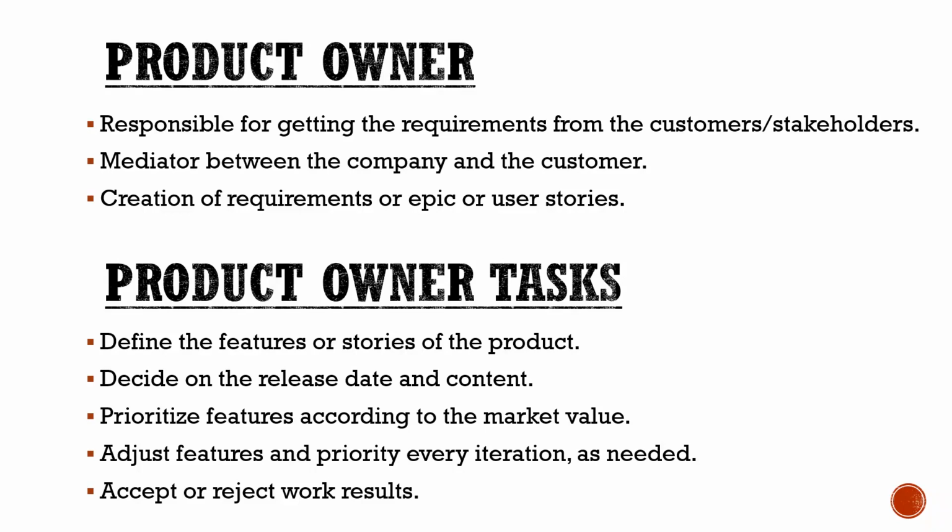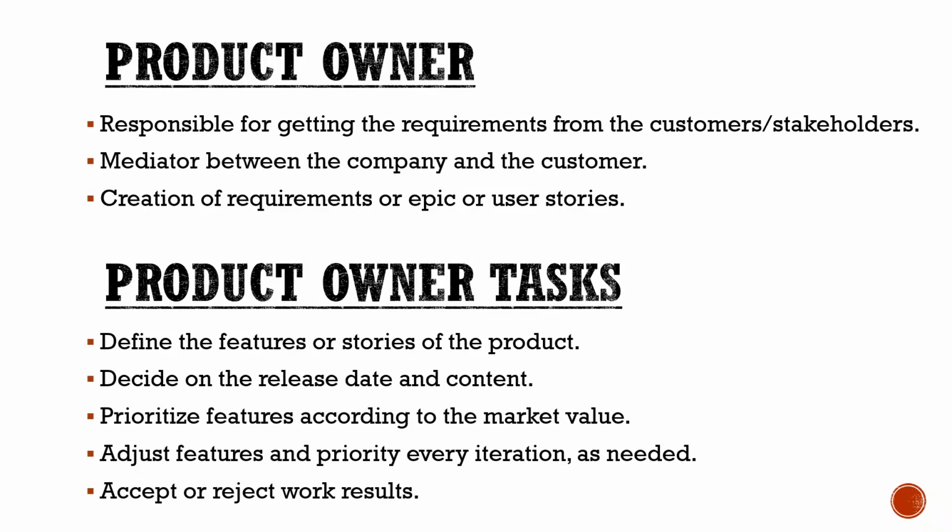Next, he adjusts features and priority every iteration as needed. We saw that in Agile, requirement and development activities go on over several iterations, as in the previous slide. So he adjusts which features should be changed and which things should go first in every iteration. Those things are suggested by the product owner.